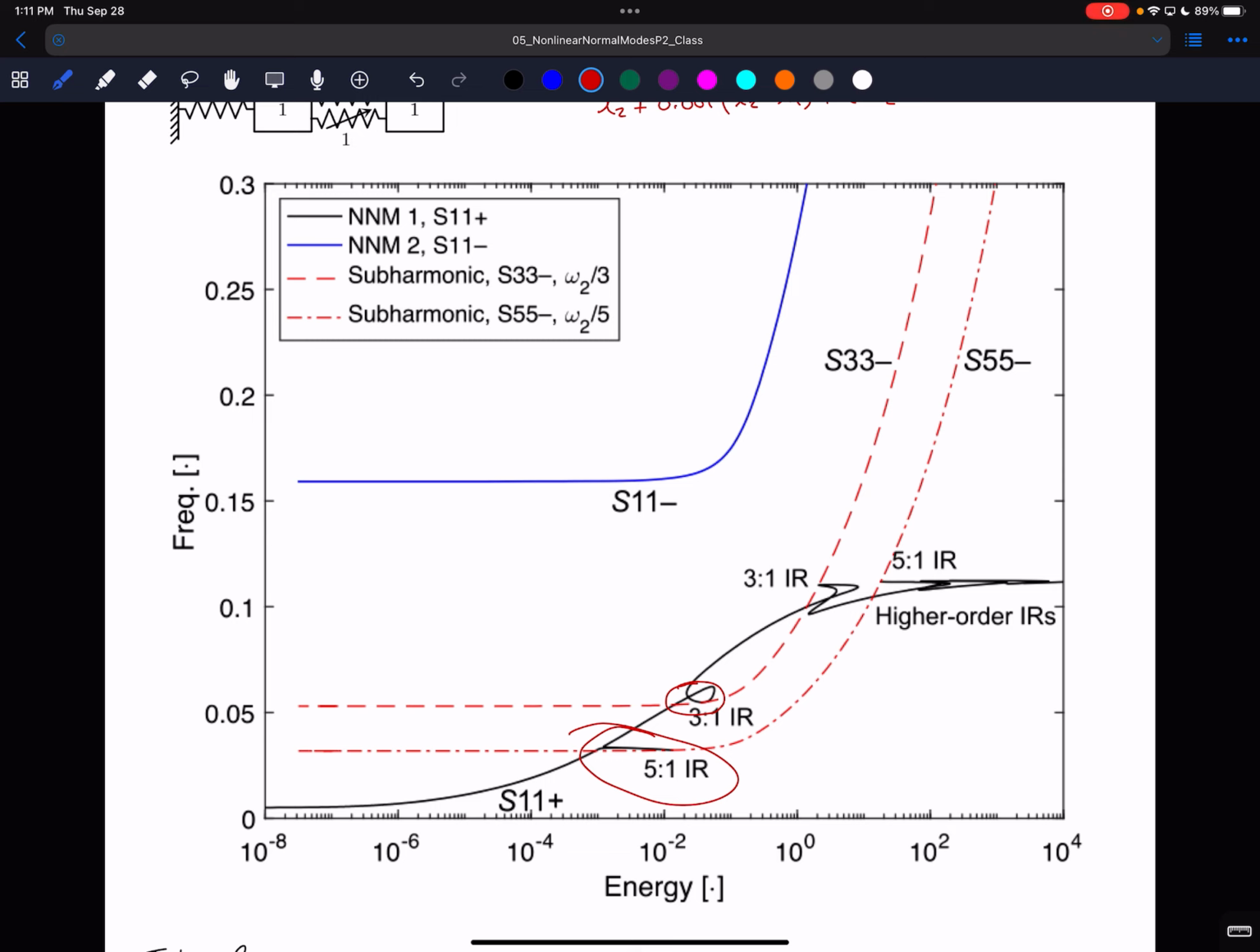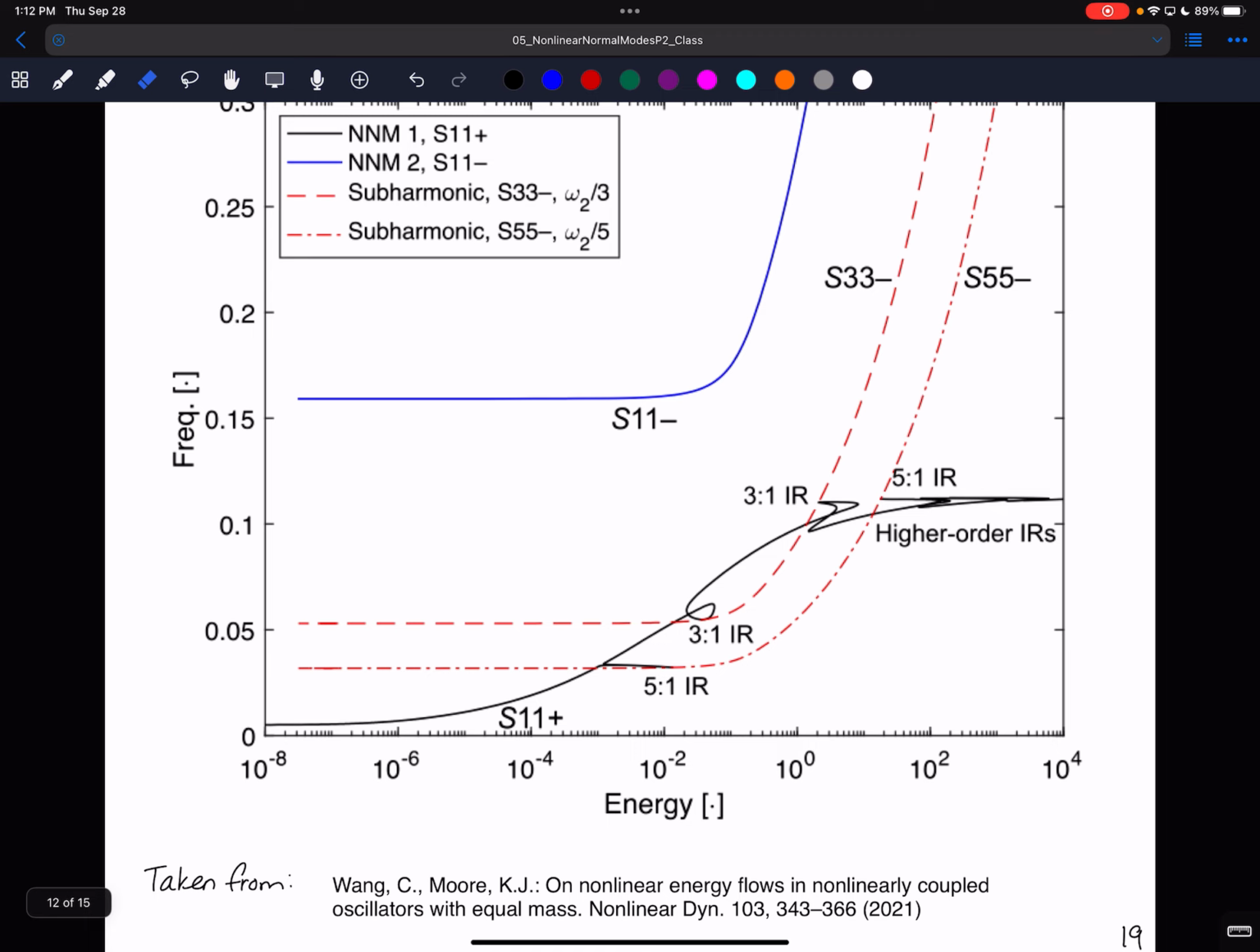And then later on at higher energy, you get another 3-to-1 internal resonance, and then you also get a second 5-to-1 internal resonance. That's because in this case, at low energies, the first NNM is increasing its frequency while the second NNM is relatively flat. And then later, at higher energies, the second NNM increases dramatically, giving rise to these additional internal resonances. And it goes up further, and again, there are also 2-to-1s and 4-to-1s that were not computed here. Okay, and the reference for this is down there.